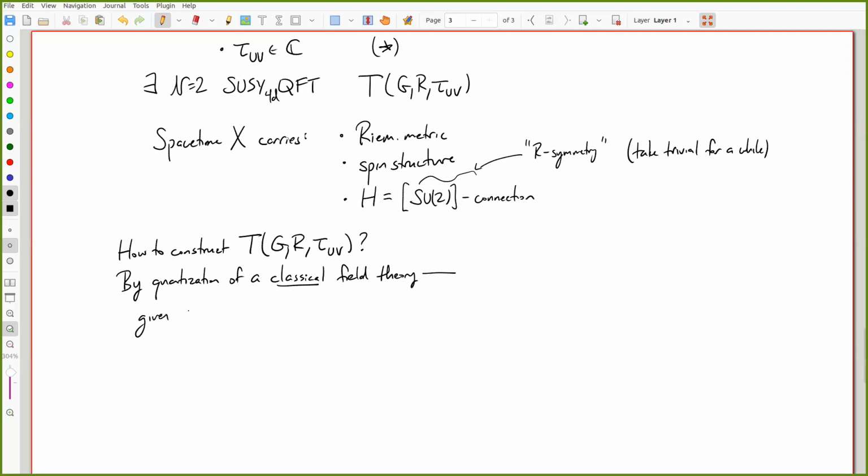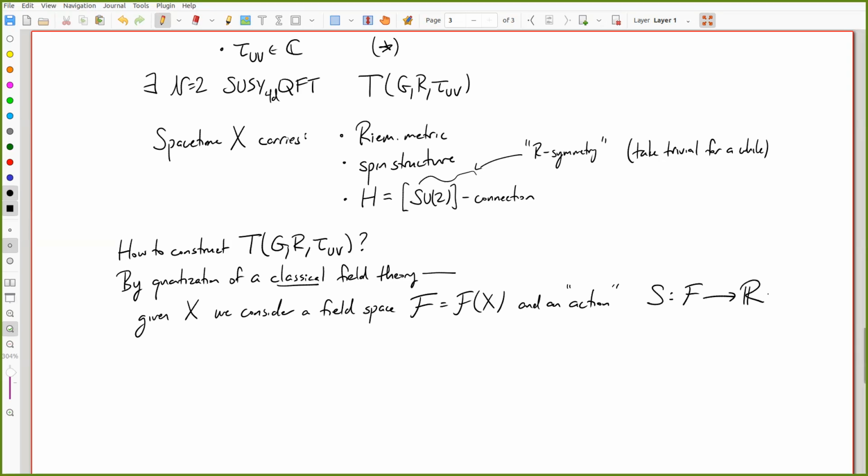It means that given X, we consider a field space, which is going to be some kind of space of functions on X. I'll say it more concretely in a second. But roughly speaking, you can think of it as some enormous space, because it's a space of functions on this four-dimensional manifold. And an action, informally called the action, a function from this enormous field space to R.